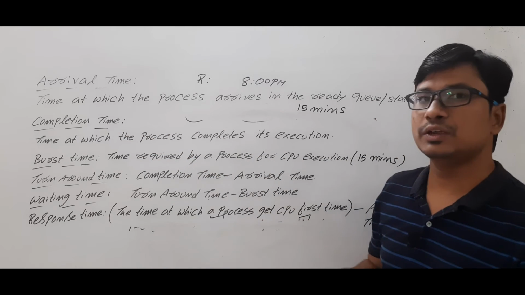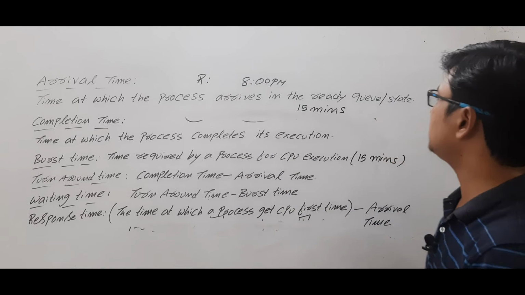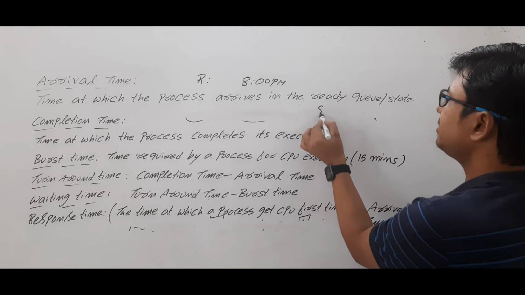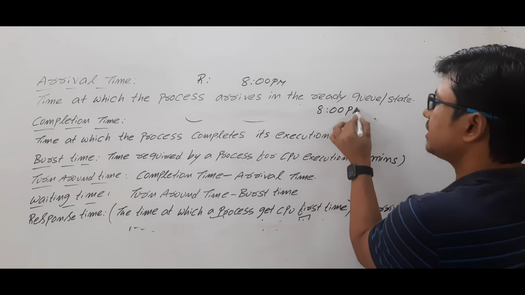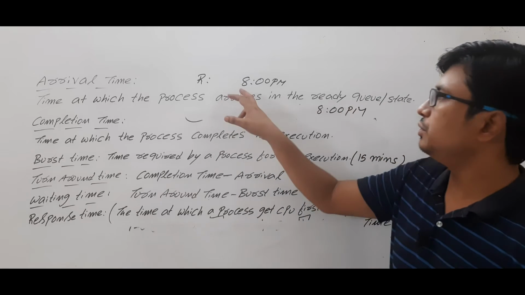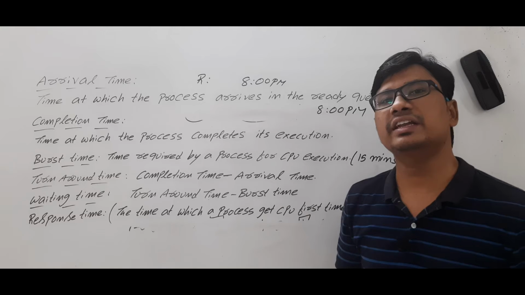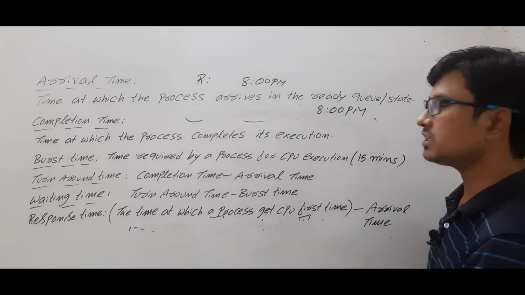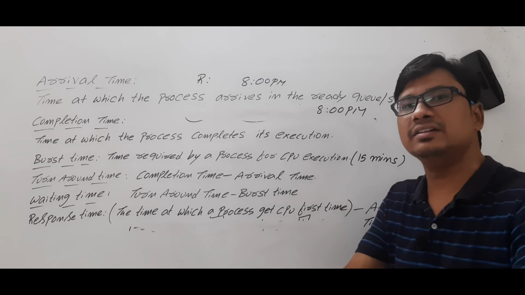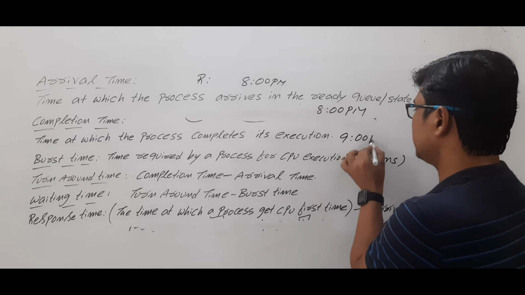Arrival time is the time at which you have arrived at the restaurant. At what time have you arrived? At 8 p.m. So your arrival time is 8 p.m. Now completion time. Suppose you entered the restaurant at 8 o'clock and left at 9 o'clock. So completion time, the time at which you left the restaurant, is 9 o'clock. Let's take that.